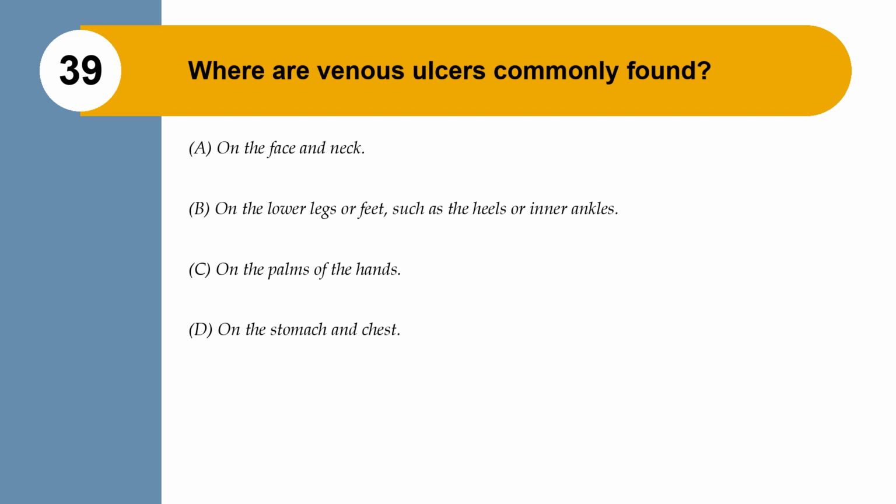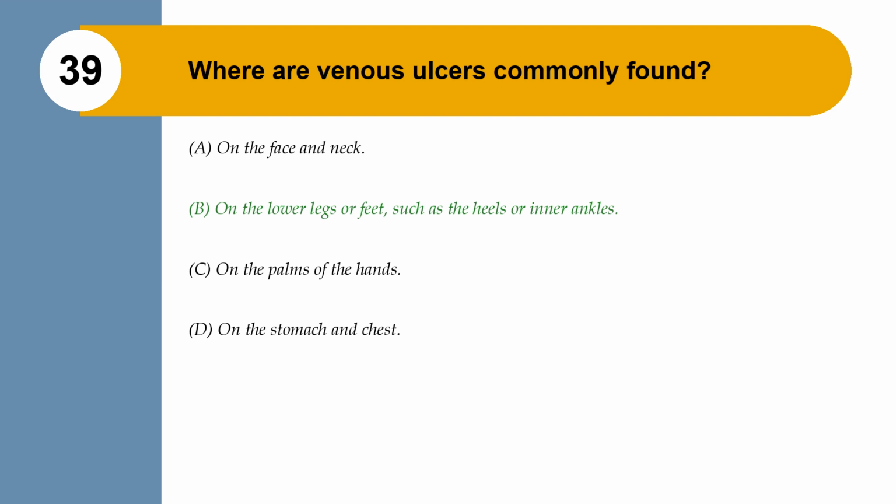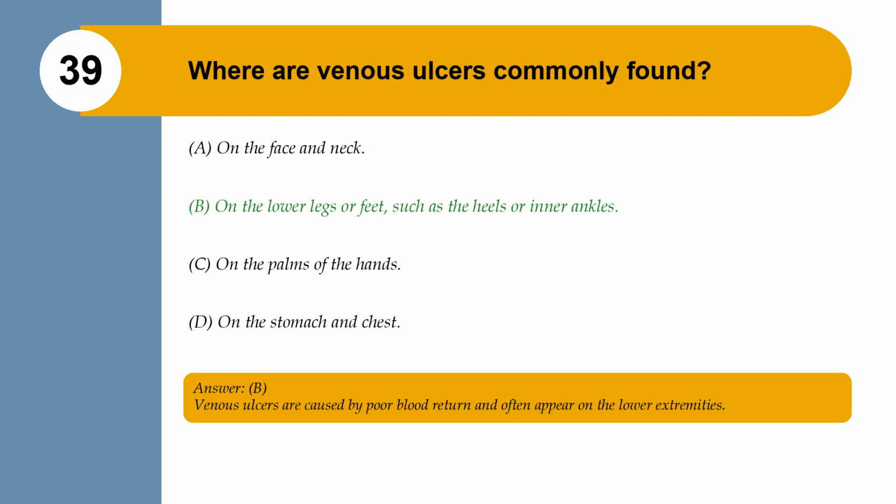Option A, on the face and neck. Option B, on the lower legs or feet, such as the heels or inner ankles. Option C, on the palms of the hands. Option D, on the stomach and chest. The correct answer is option B, on the lower legs or feet, such as the heels or inner ankles. Explanation. Venous ulcers are caused by poor blood return and often appear on the lower extremities.